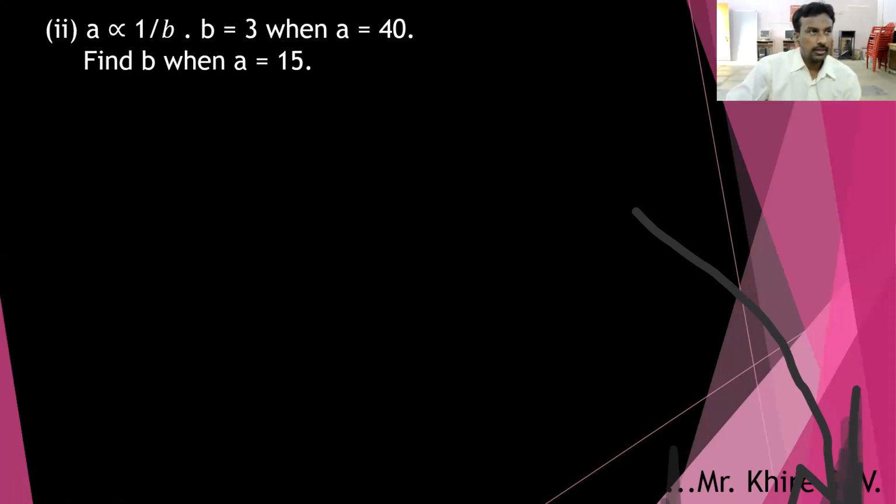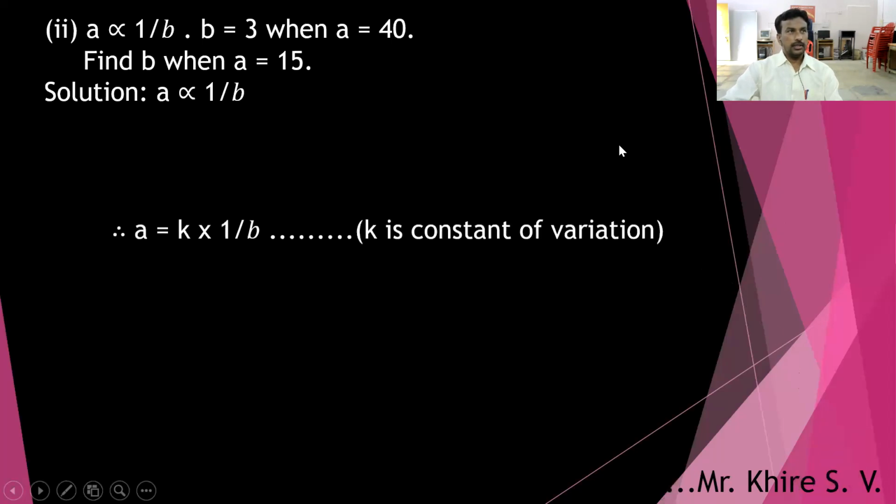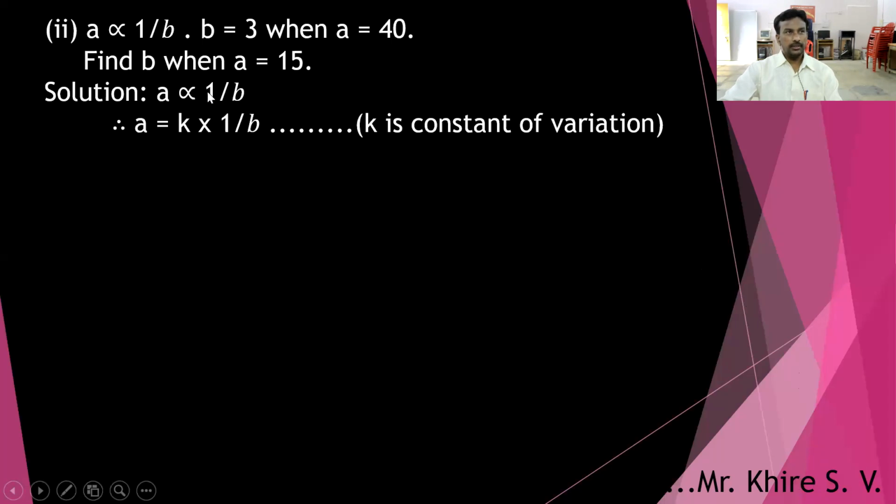Find B when the value of A is 15. Solution: A is inversely proportional to B, that is A is proportional to 1 upon B. Therefore A is equal to K into 1 upon B. K is the constant of variation. Now A into B is equal to K. This B goes to the LHS side, it will become into.